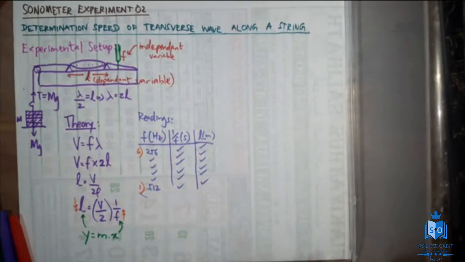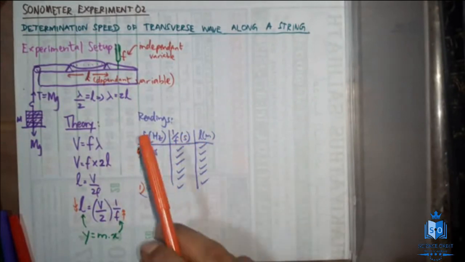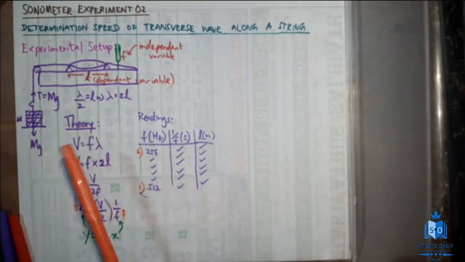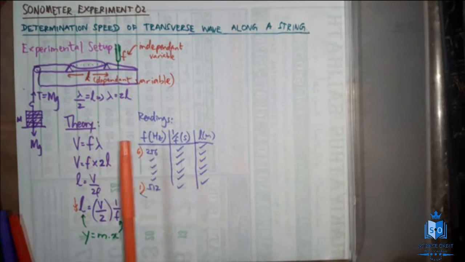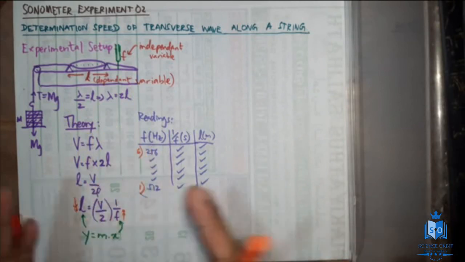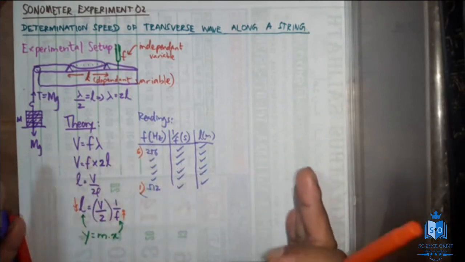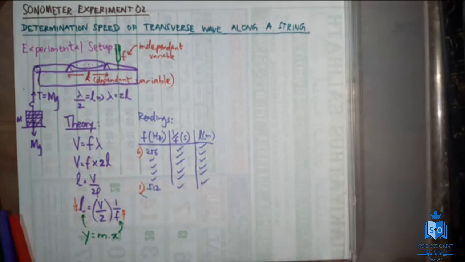If you use the tuning forks in the descending order, the advantage is you will get the resonating lengths in the ascending order. What is the advantage of that? You don't have to bring the bridges back to their initial positions. You just can continue from the previous position. Okay, that saves time in the experiment.